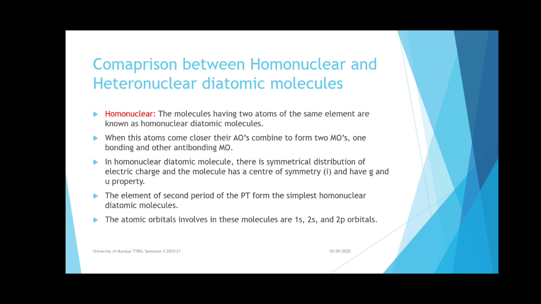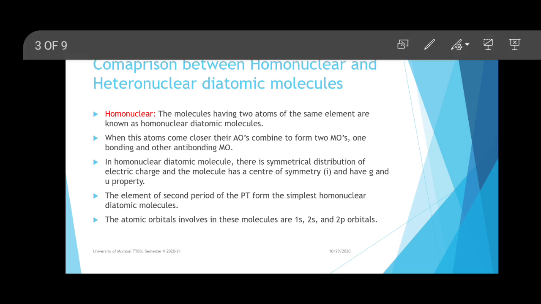Now in a homonuclear diatomic molecule there is a symmetrical distribution. Everybody understood? Why? Because same size atoms are there, same electronegativity will be there, and therefore there will be a symmetrical distribution of electric charge, as well as such a molecule has a center of symmetry. That example we already discussed, right?